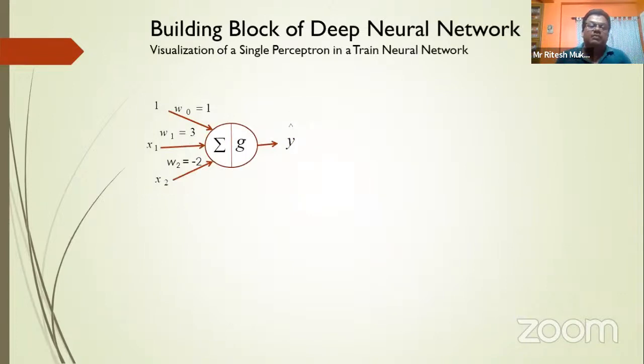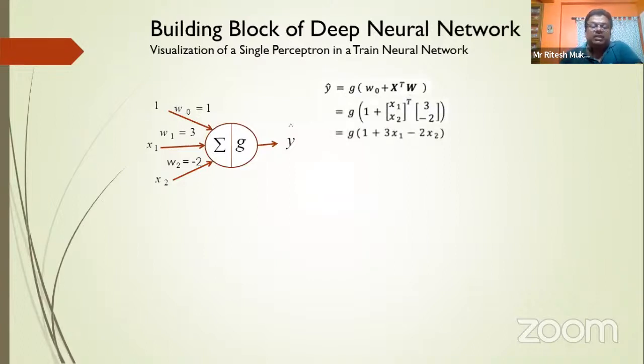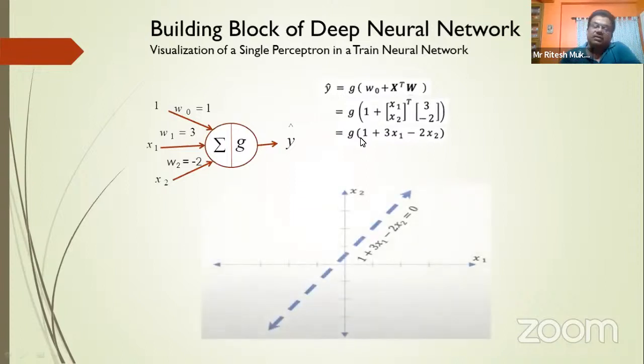This building block of a deep neural network is like this. The previous thing, whatever I showed in my last slide, right? So effectively, what is that? X1, X2 transpose multiplied by 3 and minus 2, which is a predefined weightage. It will give you nothing but 1 plus 3x1 minus 2x2. What is that? It's simply a single straight line like this, right? 1 plus 3x1 minus 2x2.